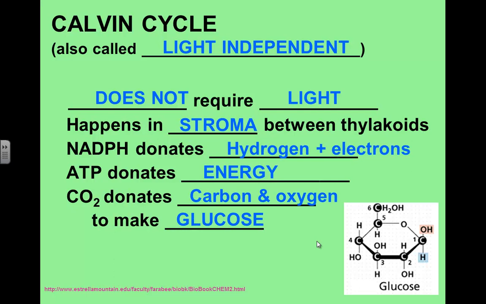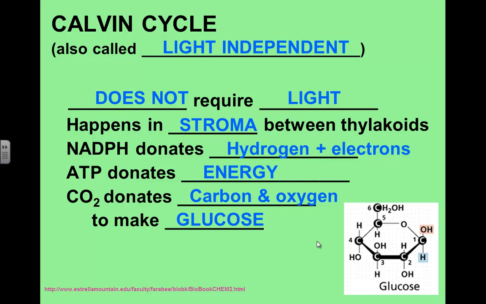The Calvin cycle is also known as the light-independent reaction, and in the past there are some textbooks that call this the dark reaction. It does not require light for this to happen. It does happen in the stroma between the thylakoids, so it's in the solution outside of the granum, but it's still within the chloroplast.